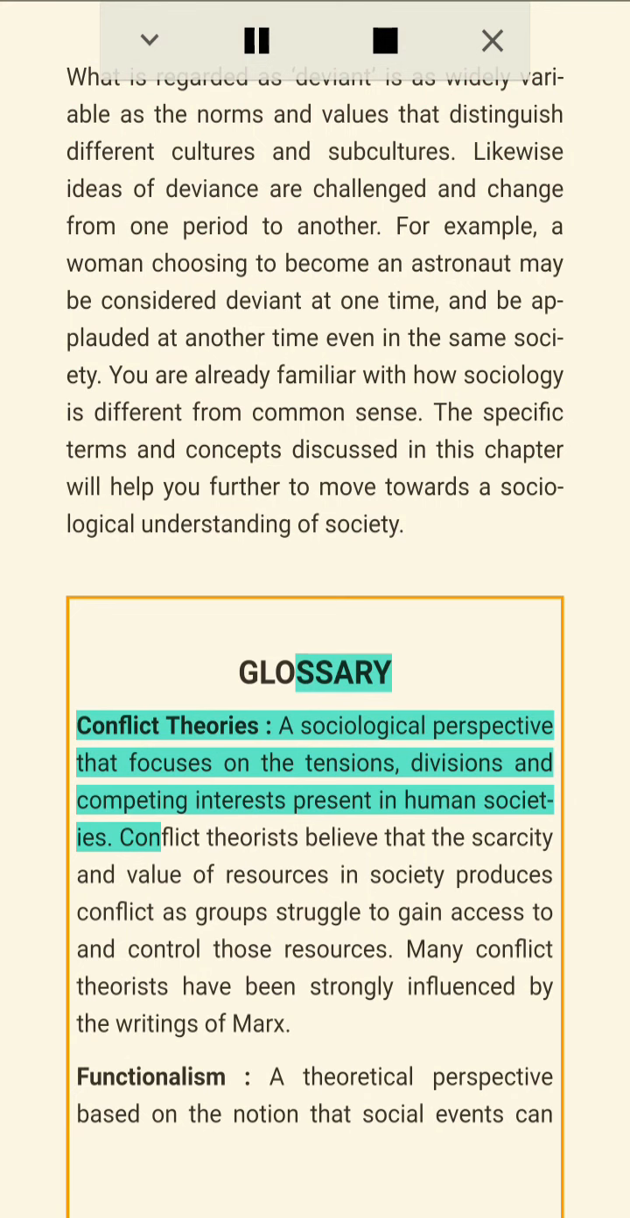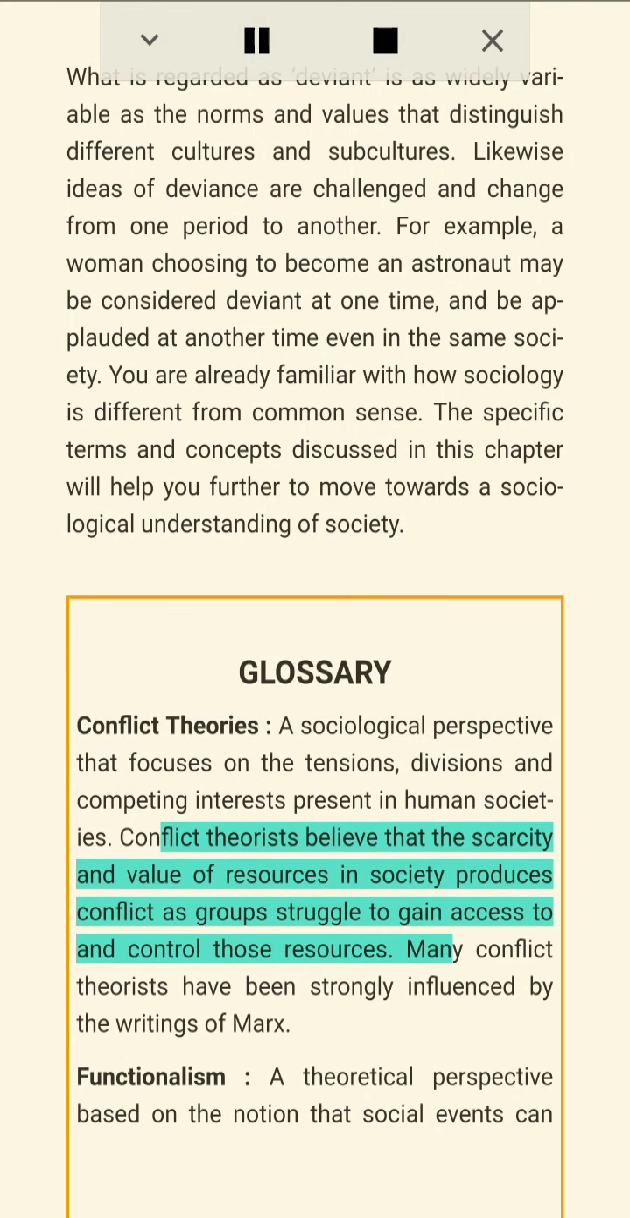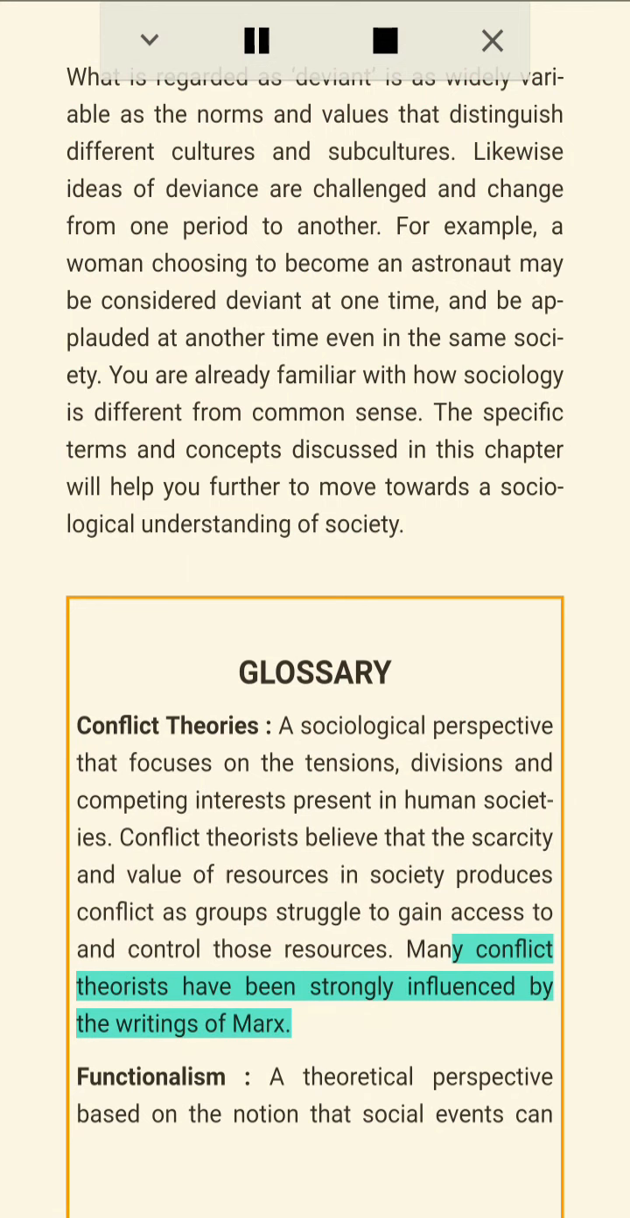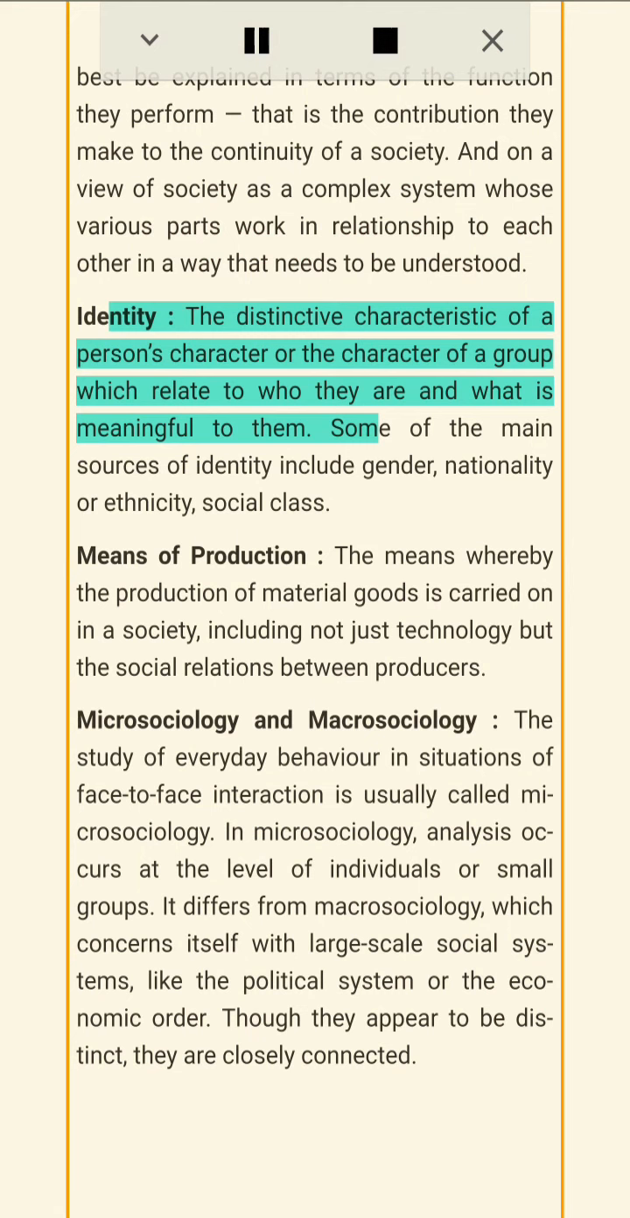Glossary. Conflict theories: a sociological perspective that focuses on the tensions, divisions, and competing interests present in human societies. Conflict theorists believe that the scarcity and value of resources in society produces conflict as groups struggle to gain access to and control those resources. Many conflict theorists have been strongly influenced by the writings of Marx. Functionalism: a theoretical perspective based on the notion that social events can best be explained in terms of the function they perform, that is, the contribution they make to the continuity of a society, and on a view of society as a complex system whose various parts work in relationship to each other in a way that needs to be understood.